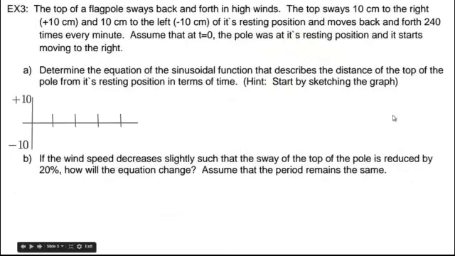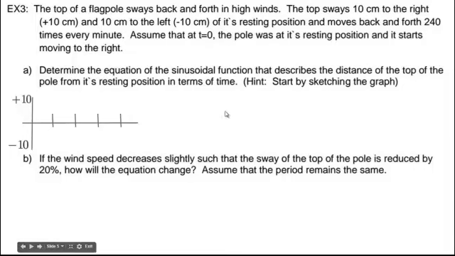Okay, our last example is the height of a flagpole just swinging back and forth in the wind. Swing back and forth 240 times every minute. Plus 10 is to the right, minus 10 is to the left. And we're going to start at 0 and then go to the right. That's what it's going to tell you. We really want to start by sketching a graph to get this equation.